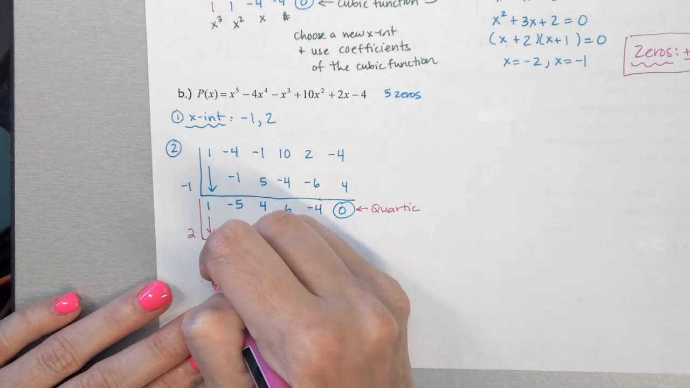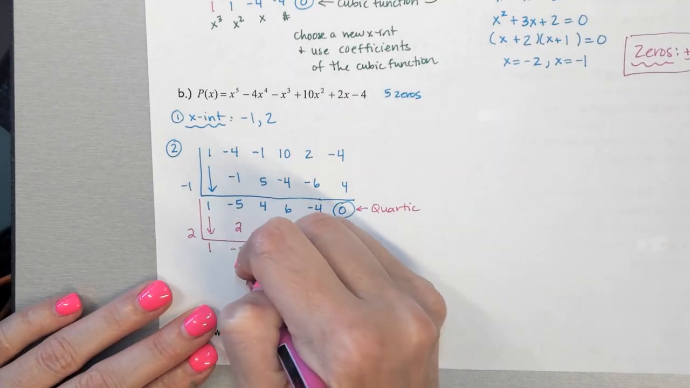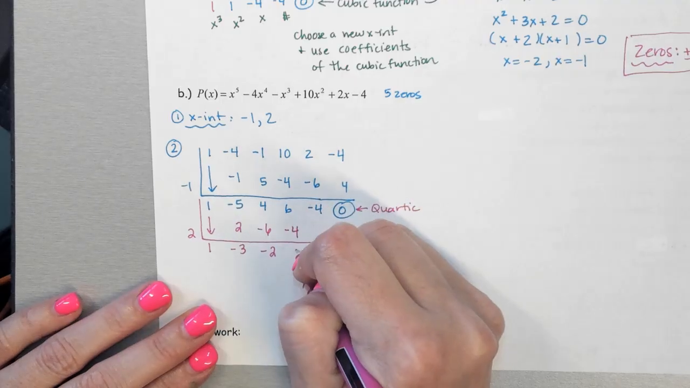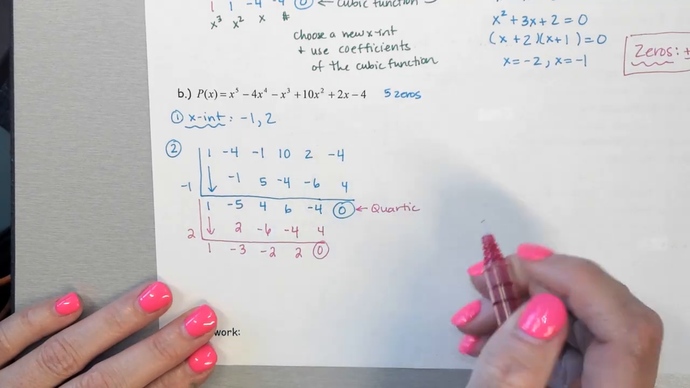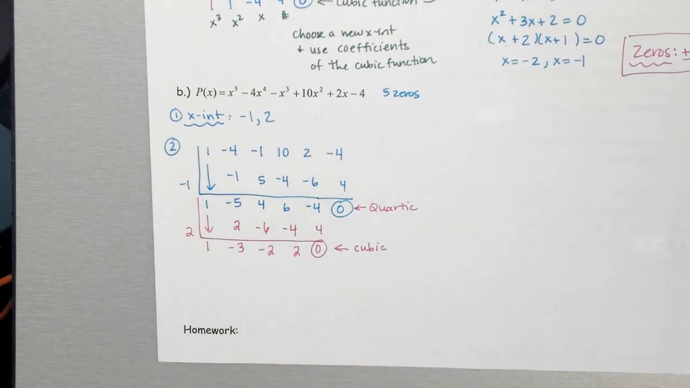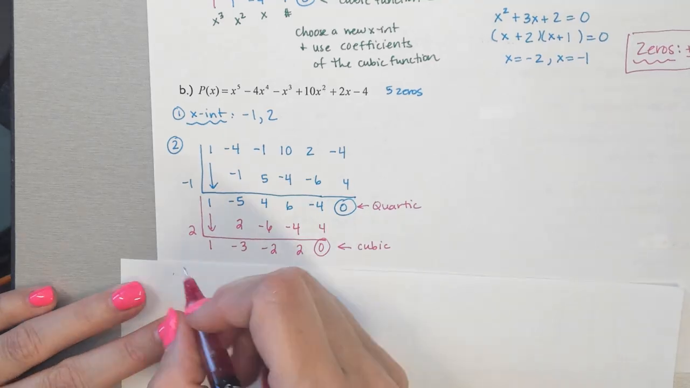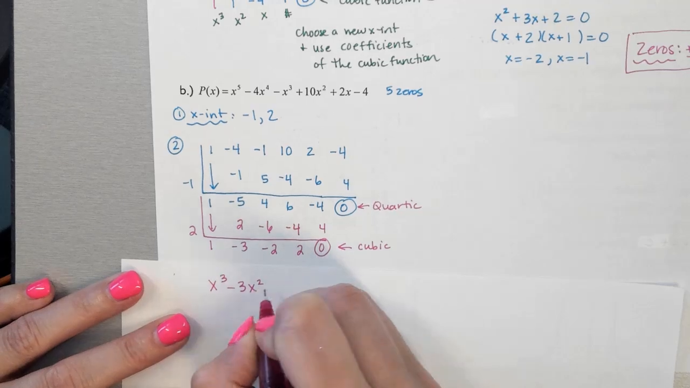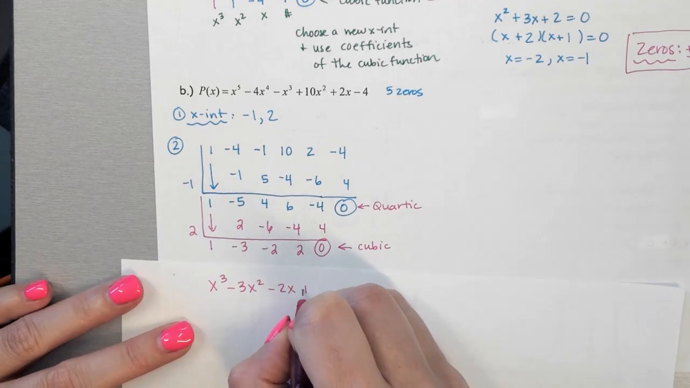We're going to pull that down. 1 times 2, -3, -6, -2. Okay, yay. And then here I have a cubic function. So last time we were able to factor it. Let's see if we can factor this. We can do it together on mine. So x cubed minus 3x squared minus 2x plus 2.